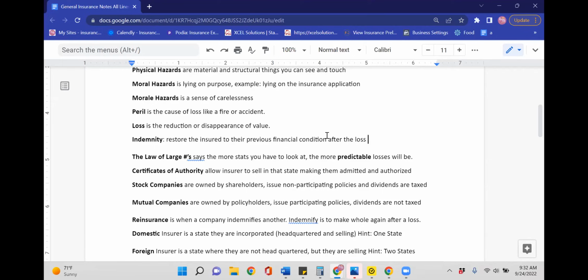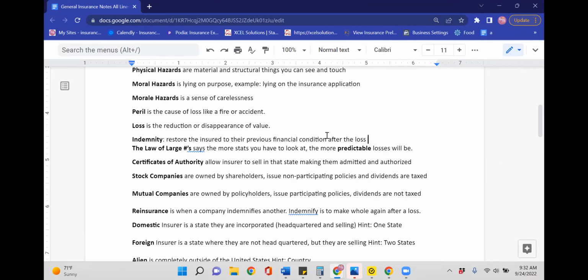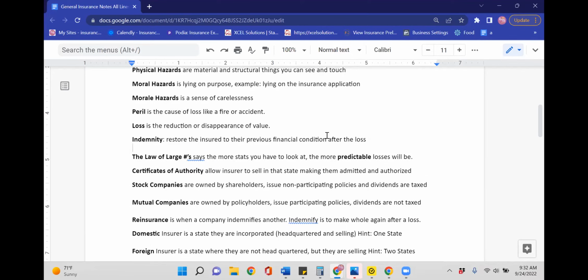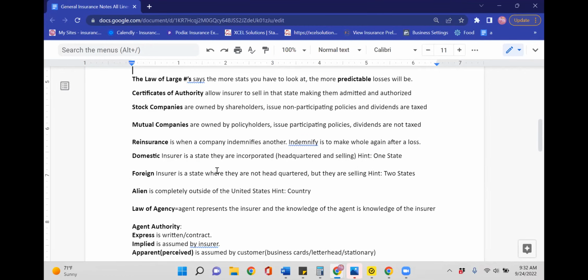Now, indemnity, you're not supposed to make money. You're not supposed to profit off of insurance. So if you have a 3-bedroom, 2-bathroom house that burns down, indemnity is not, well, we're going to rebuild you a 10-bathroom mansion. No, indemnity is 3-bedroom, 2-bathroom house, $10,000 car. You're not going to make gazillions of dollars in profit off of the insurance. So indemnity is just to restore you to where you were before, to bring you back to whole. Okay, so that is indemnity.